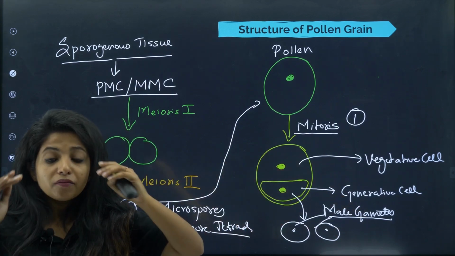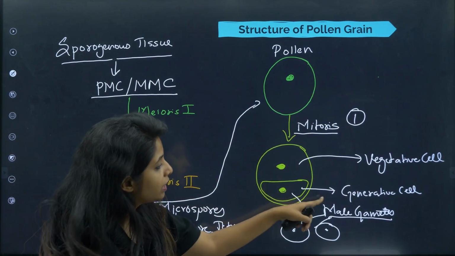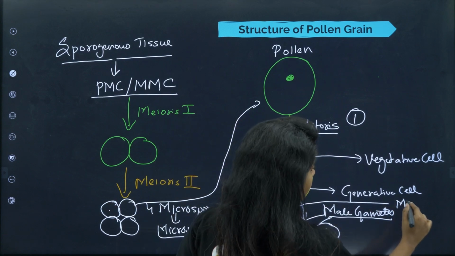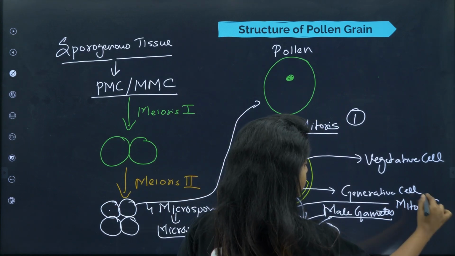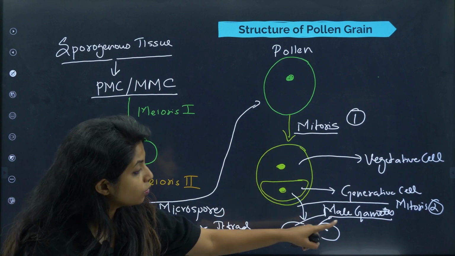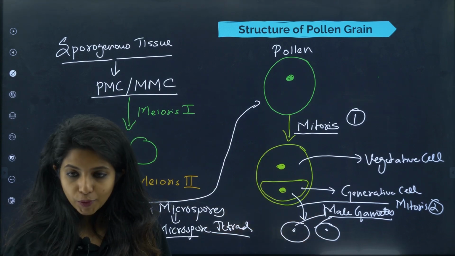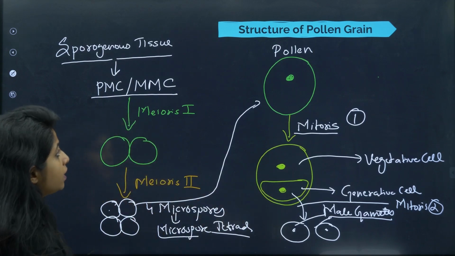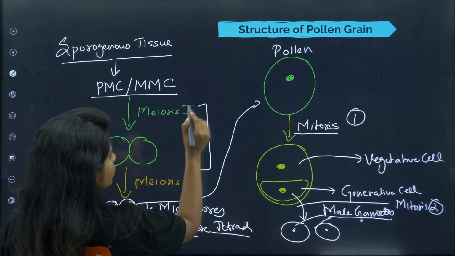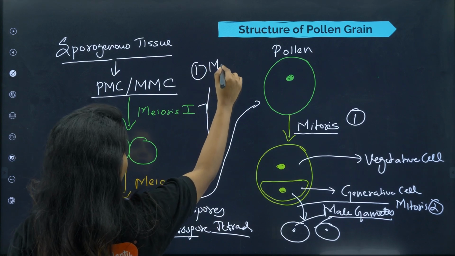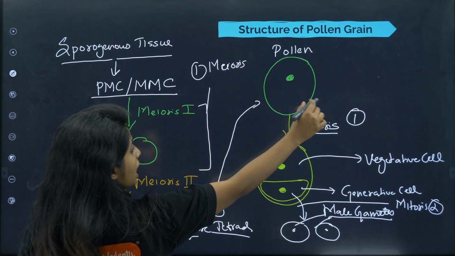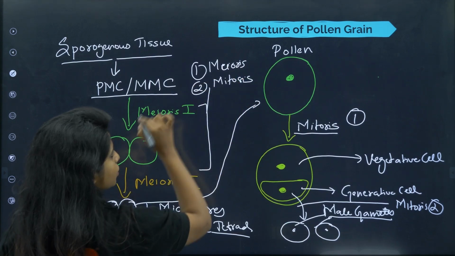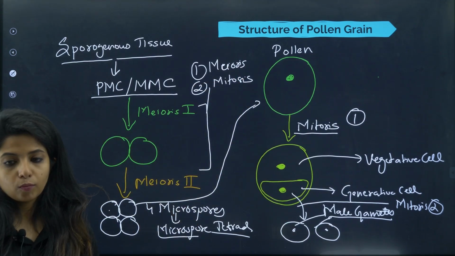Now, that's not all. When you have to form the male gamete, this generative cell again undergoes a division which is known as what? Mitosis. It again undergoes mitosis. This mitosis is mitosis 2, right? And now when it undergoes mitosis, you get two male gametes. Okay, is this clear? So, for formation of the male gametes, what do you need? You need one whole cycle of meiosis. You need one meiosis and two mitosis. Please remember, it's a very, very, very important question.